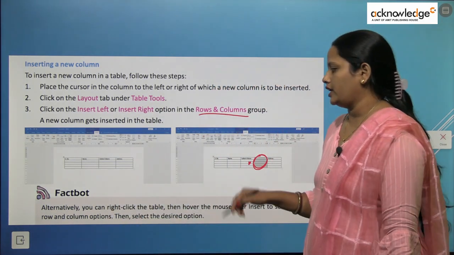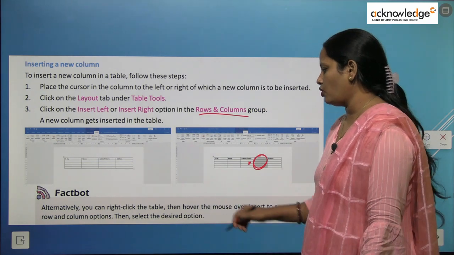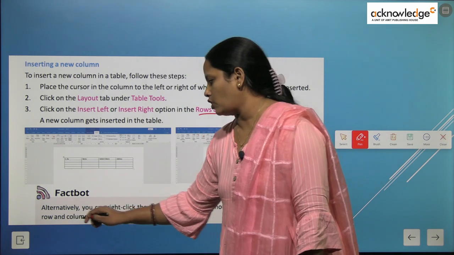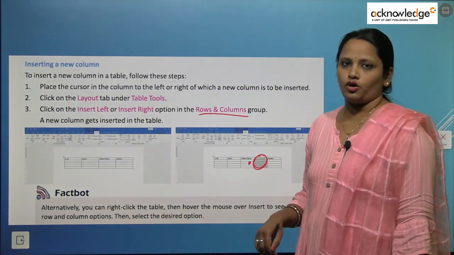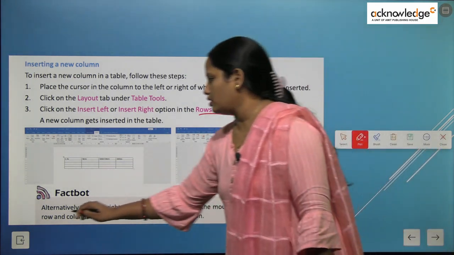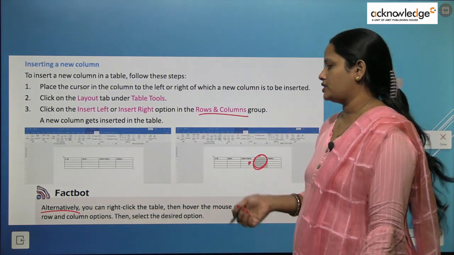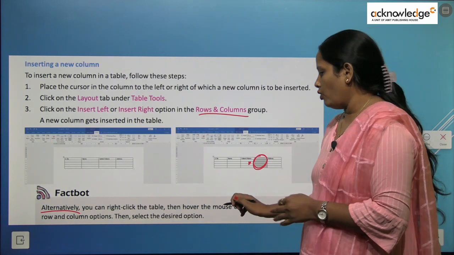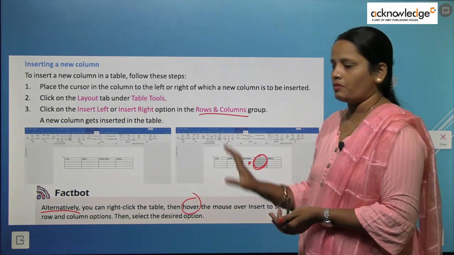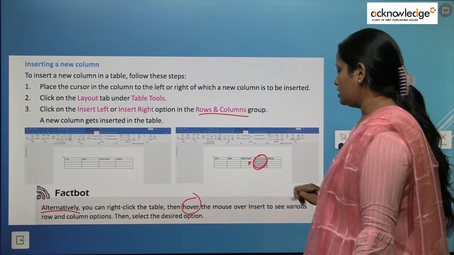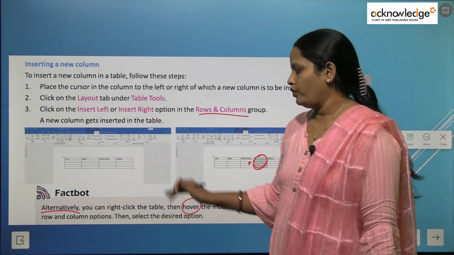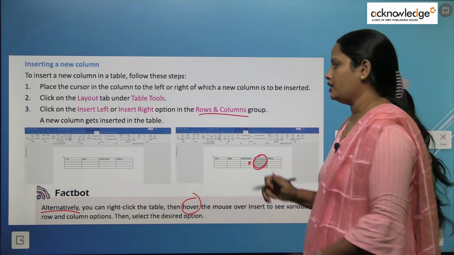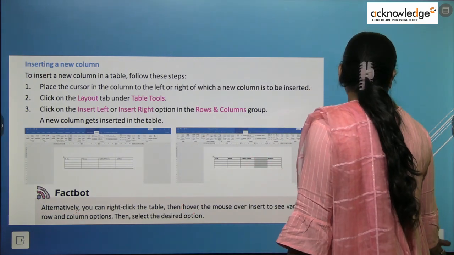Alternatively, you can right click the table, then hover the mouse over insert to see various rows and column options. Then select the desired option. So alternatively means another way is there, that we can also right click on the table and hover the mouse. Hover means move the mouse over insert to see various row and column options given, and from there we can select and insert a new column in our table.